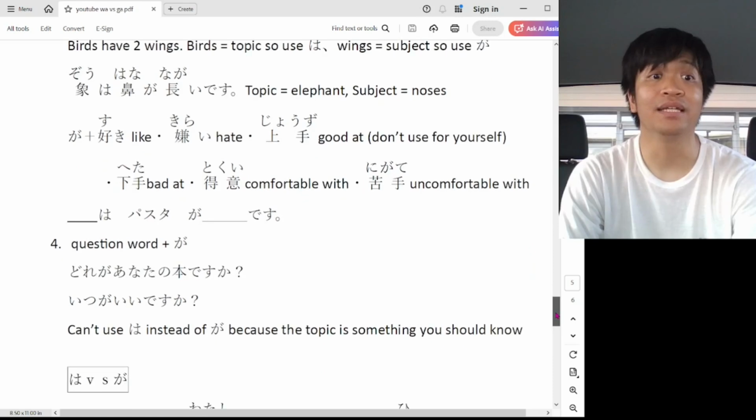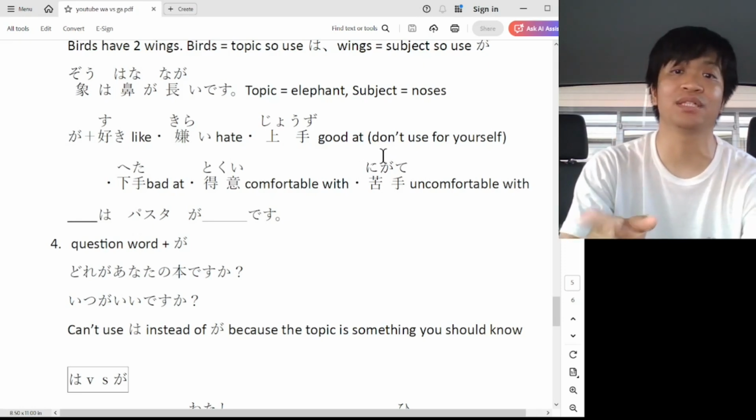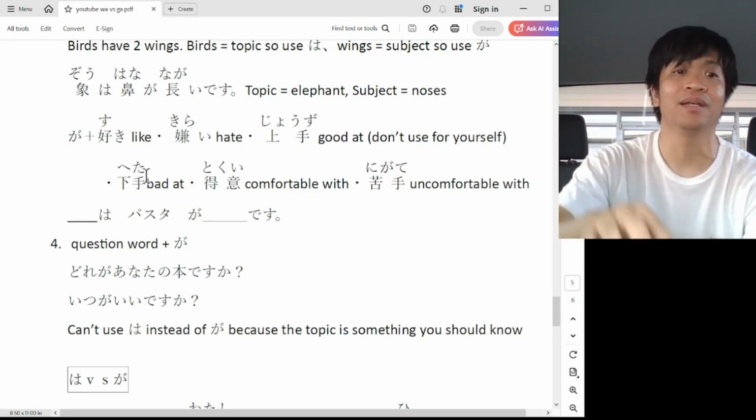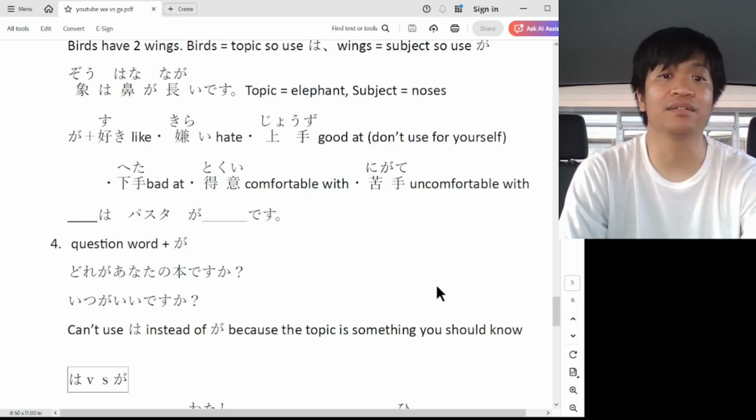Another one is ga plus suki. Suki is like. Kirai is hate, so we can do ga kirai. Ga jozu, good at. But don't use this one for yourself. I'll get back into that a little later. Ga heta, bad at. Ga tokui, comfortable with. And ga nigate, uncomfortable with.